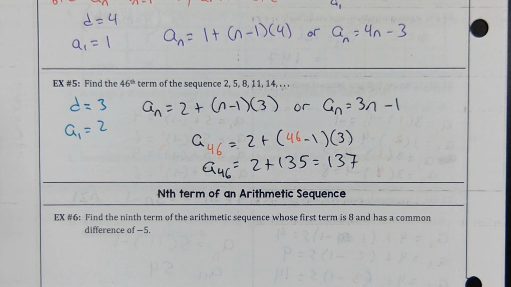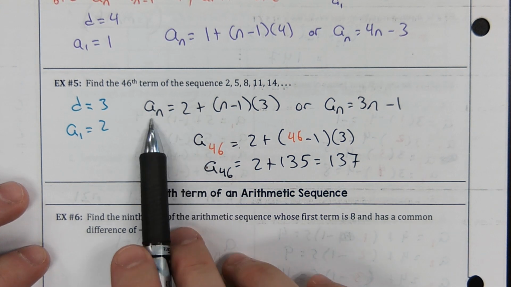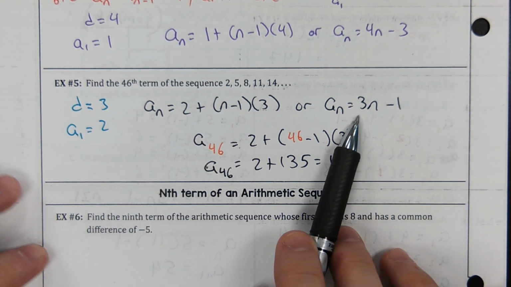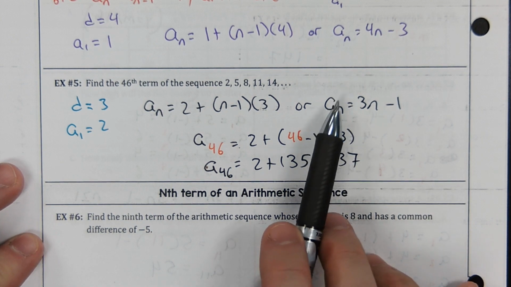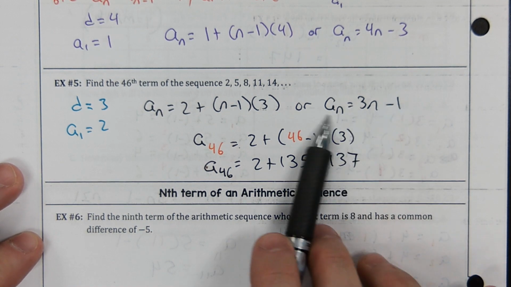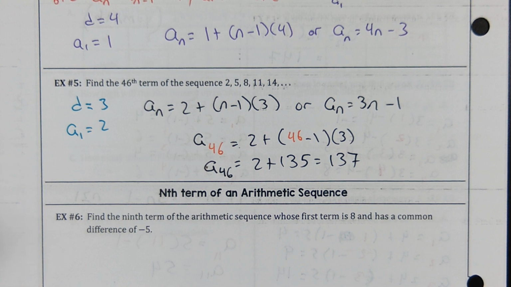So if I say, what term number has a value of 137, you would take this formula, or this one, it doesn't matter, you'd put the 137 there. You'd add the 1 and you would divide by 3 to get your answer. Something else I never saw in the notes: n has to be a whole number.